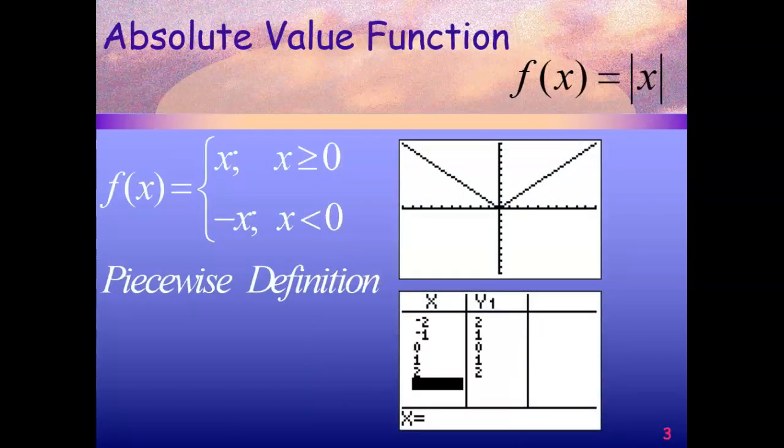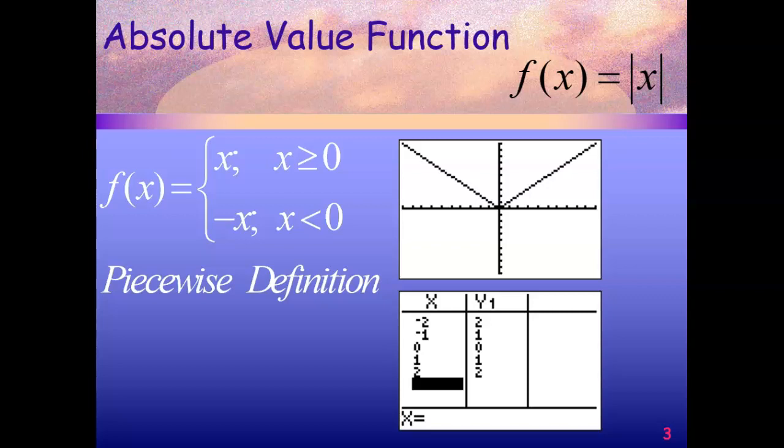And then we have the absolute value function, which is actually a piecewise defined function. It's actually two lines that meet at 0. One on the right side of the y-axis has a positive slope, but on the left side of the y-axis it has a negative slope.